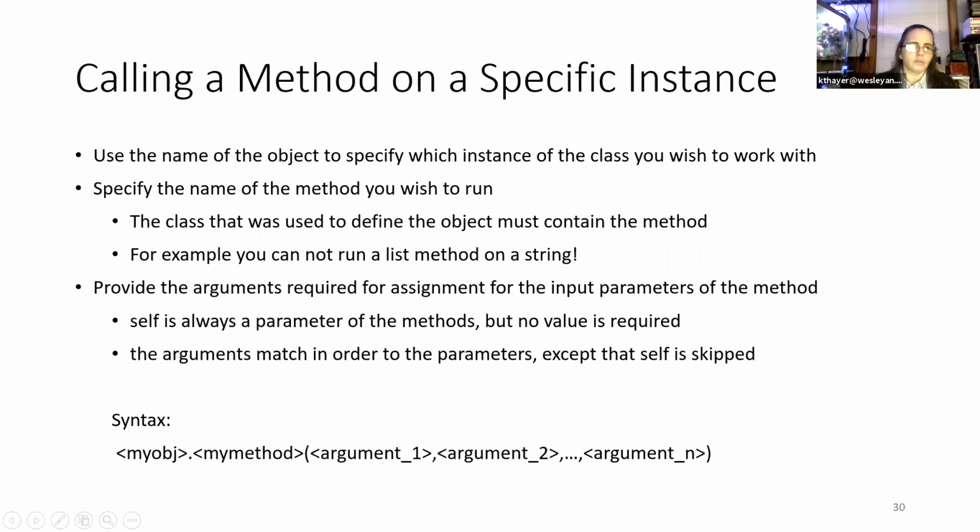Self is always a parameter of the method, but no value is required, just like we talked about before, and the arguments match in order to the parameters except that self is skipped. So it would be like this: my object dot my method, and then you provide the arguments that are going to match to the input variables except self.